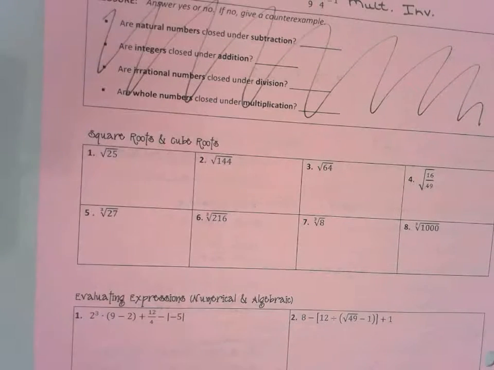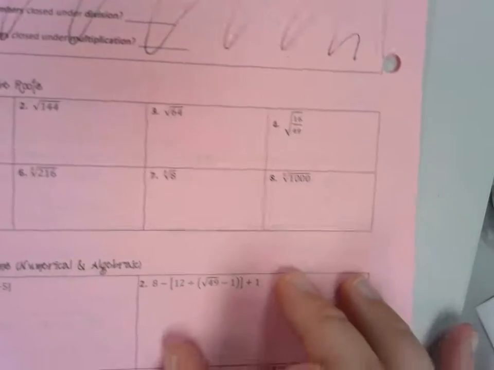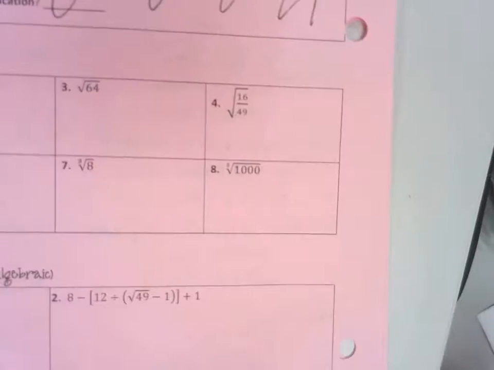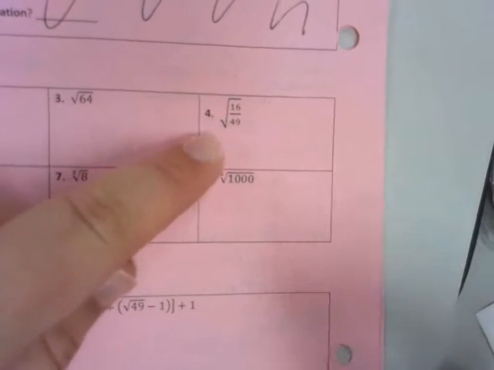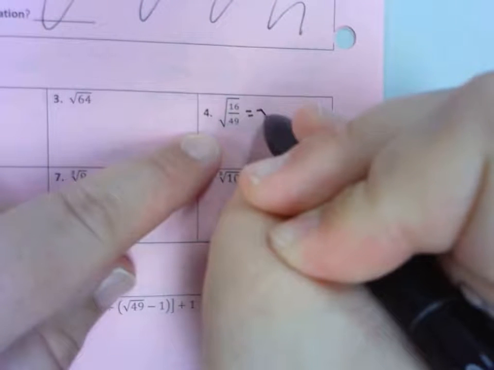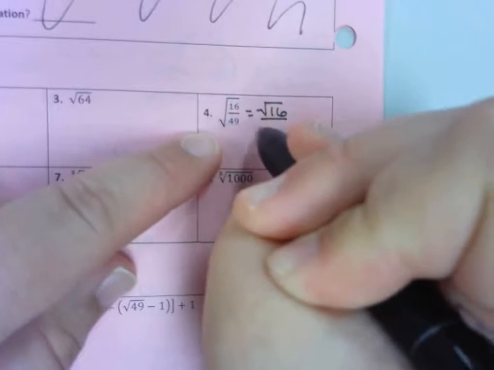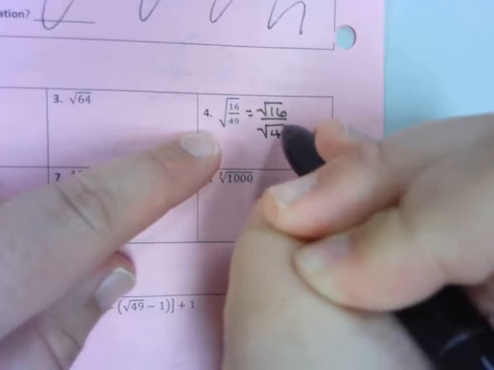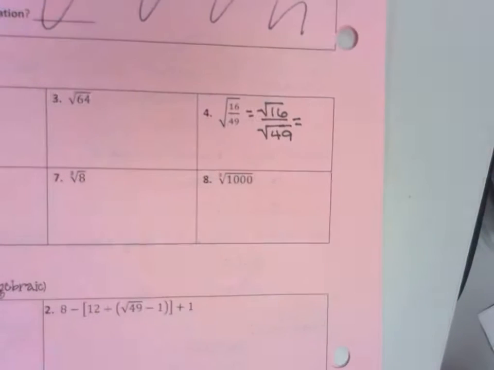Okay, square roots and cube roots. These won't take very long, but let me go through a couple with you. Let's look at 4, just some quick review. If I am taking the square root of a fraction, the easiest way is to split it up and take the square root of the top over the square root of the bottom. So take the square root of the top and the bottom separately, and then simplify it. Don't make it harder than it is because it looks weird.